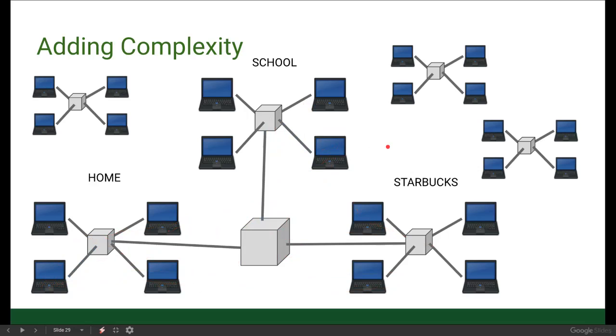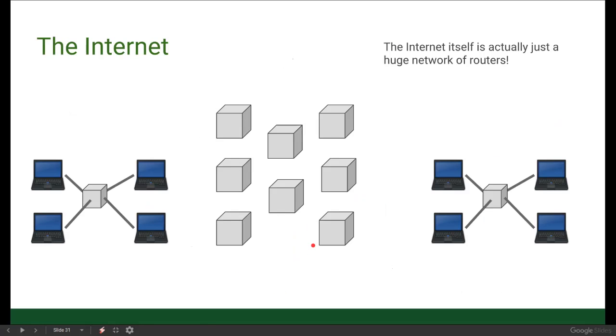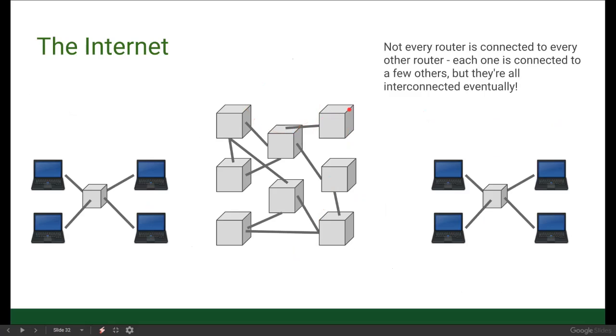But once again, as we increase our complexity, as we increase the number of networks we're trying to connect, we're going to overload our poor single router that's connected to everything. So even this is not super scalable. So let's talk about the internet. The internet itself, the whole thing, is a huge, huge network of routers. And each of these routers is not connected to every single other router. Each one is connected to a few others, but eventually you can get from one to another. They're all interconnected at some level.